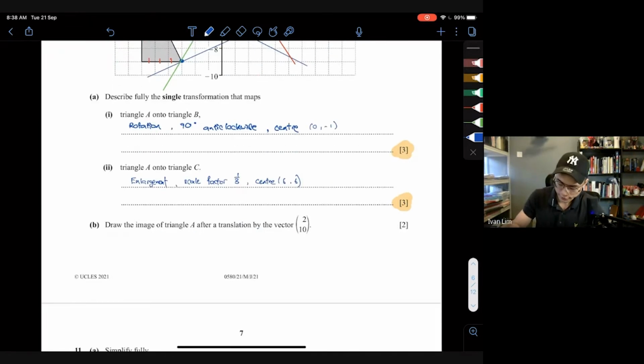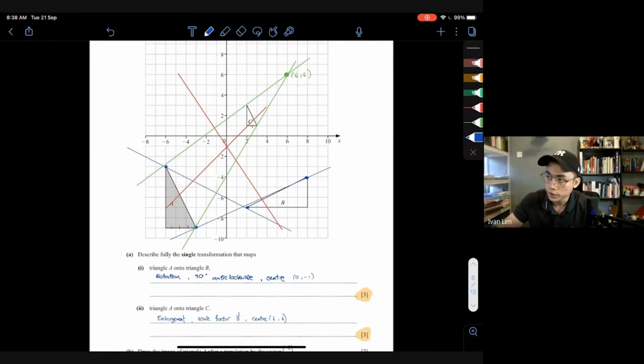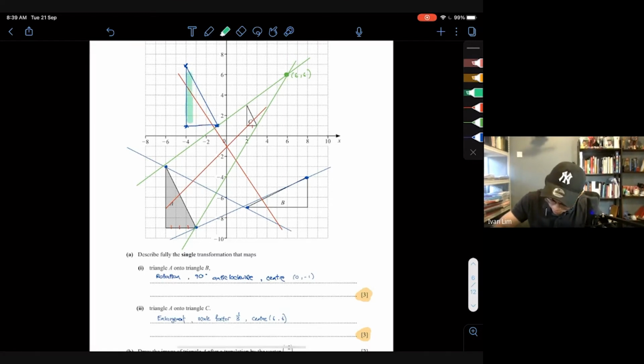The points that you will get are -4, 7, -4, 1, and -1, 1. So -4, 7 will be here, -4, 1, and then -1, 1. So this triangle here. Okay, so this is for question B.